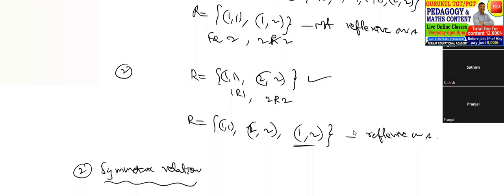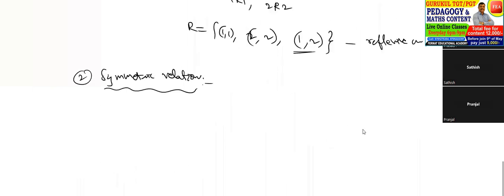So next is the counting argument. Before counting, first you need to know the different types of relation. Next is the symmetric relation. What is symmetric? A related to B implies B related to A. A is my set, and R is a relation on the set A.